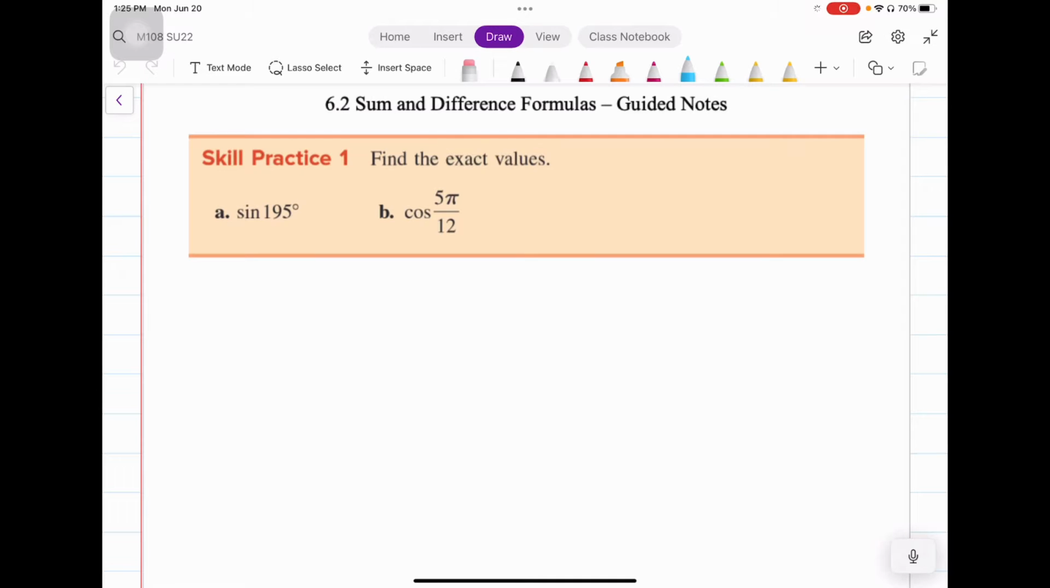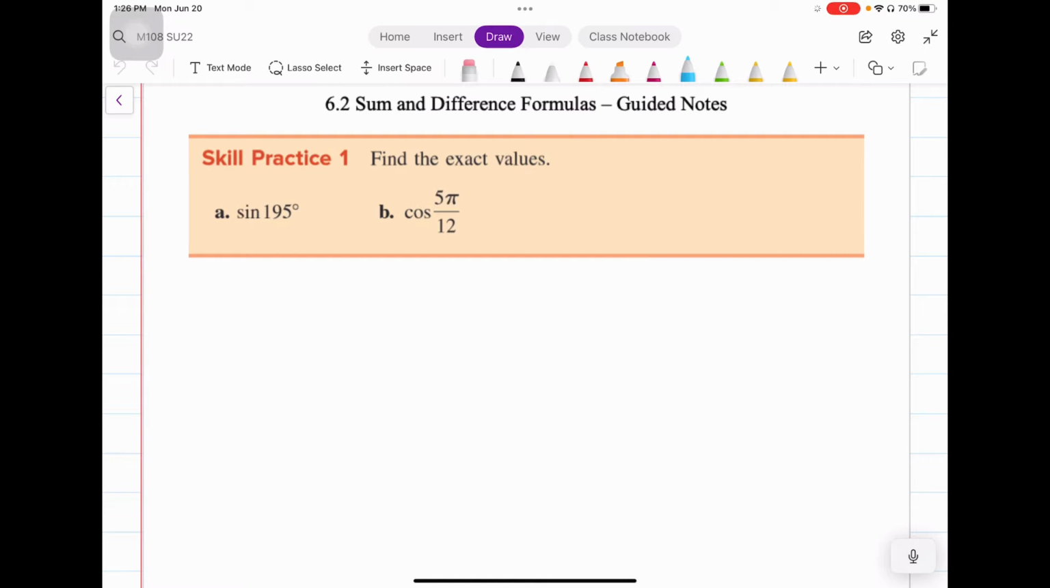Okay, in this section, we're going to be working with the sum and difference formulas. We're going to find the exact values, first of all, for the sine of 195 and for the cosine of 5 pi over 12. For things where you are told to find the exact values, that is a key to know you want to use the unit circle. We don't want to be using our calculator. We want to be able to use a unit circle and unit circle values.